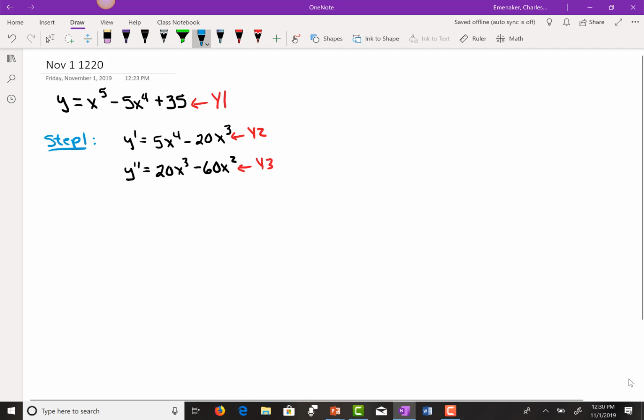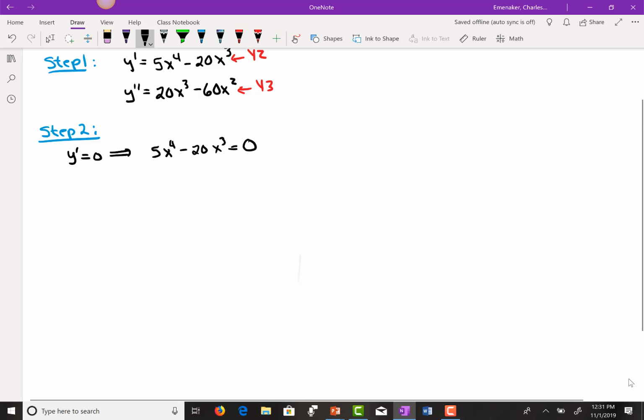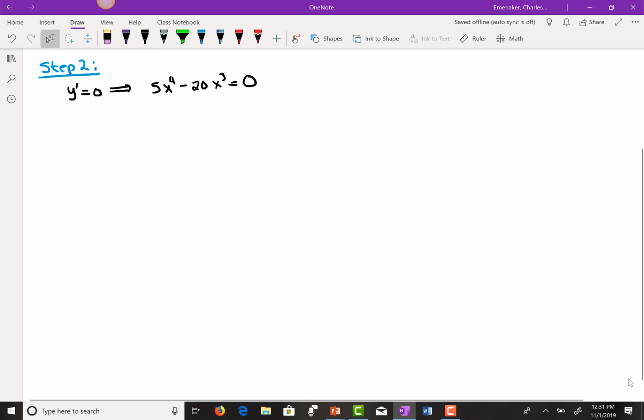What's step two? That's right, we're going to look for critical values, inflection points, maxes, mins, all that good stuff. You find your maxes, mins, and inflection points by taking the first derivative and setting it equal to 0. What that means is we have 5x to the fourth minus 20x cubed equals 0. Now, you want to be careful here. We do not want to divide through by an x cubed. We want to factor it out.